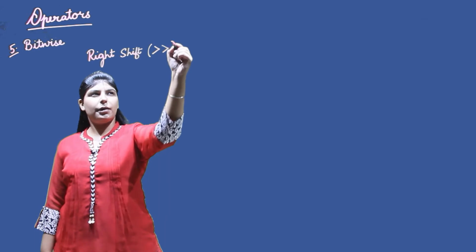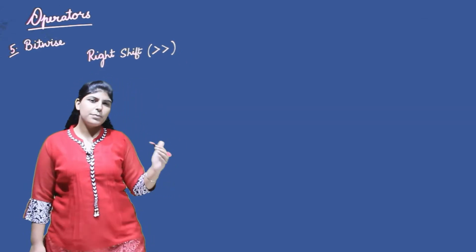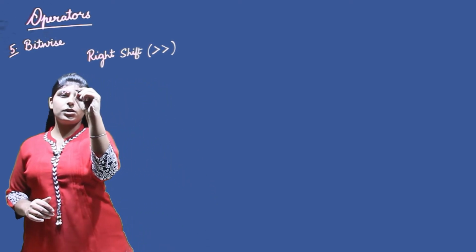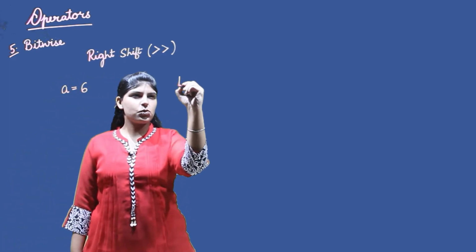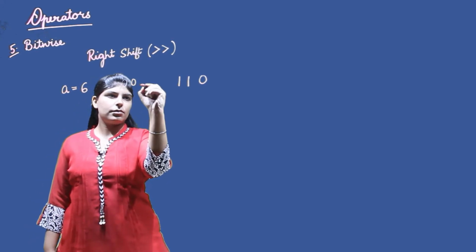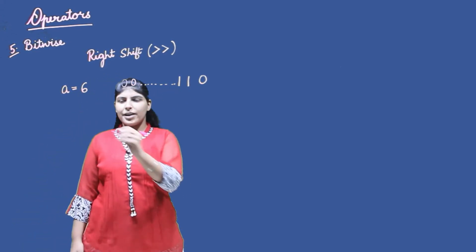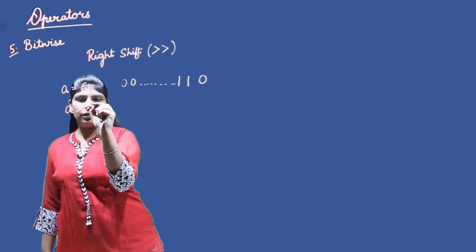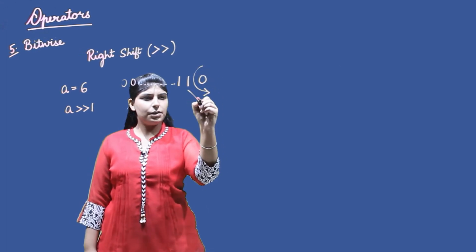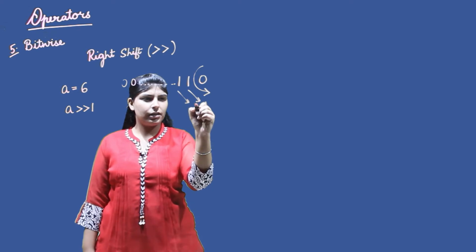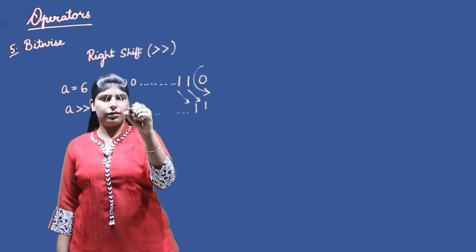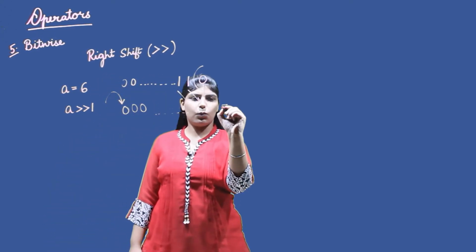It is represented by double greater than sign. It shifts all the bits to the right and adds zeros from the left end. So if I have A is equal to 6, it is represented as 1, 1, 0, and all the remaining bits are 0. So now if I write shift A by 1, the rightmost bit gets removed. So this 0 is removed. All the bits are shifted one position right, and a new 0 is added at the left end. So now this number becomes equal to 3.